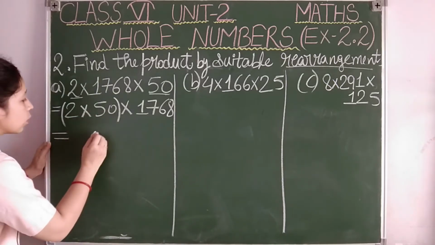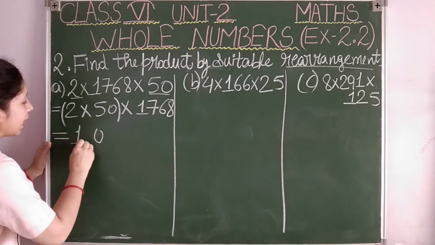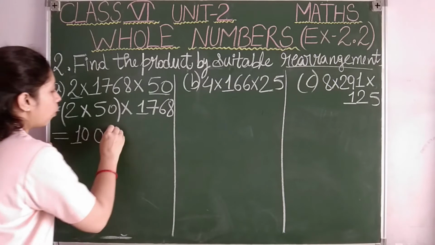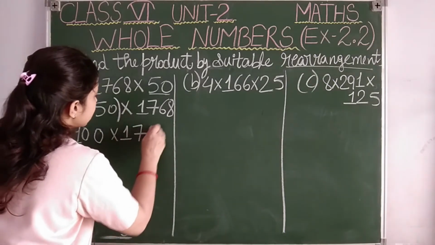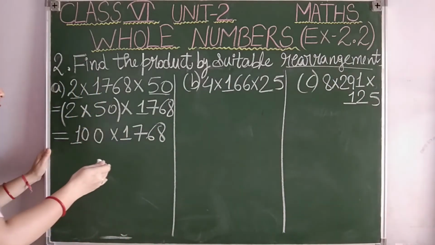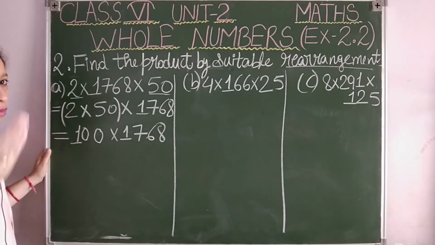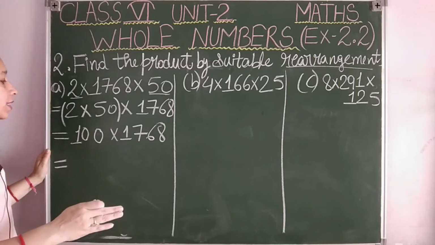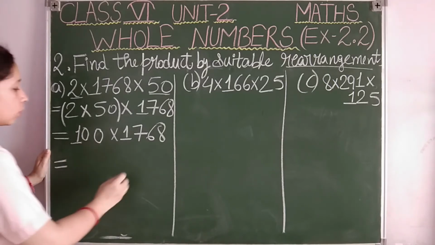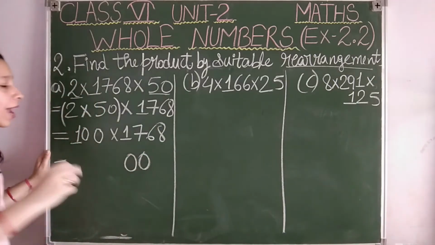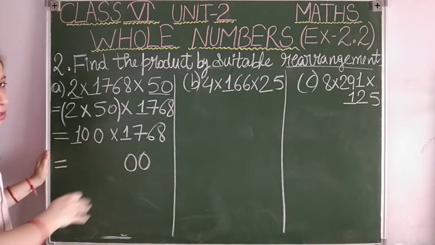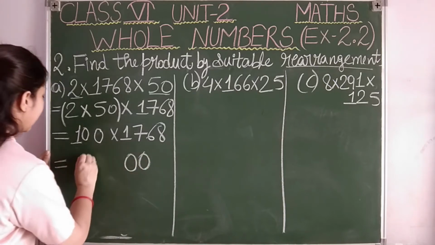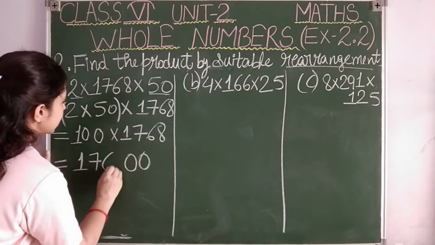So 2 zeros are 0, 2 fives are 10, and also you know like this, 2 into 50 will give you 100. Okay, into 1768. Again if we multiply a number with 10, 100 or 1000, what we have to do? Ignore zeros, write the zeros at the end of the answer. How many zeros are there? 2 zeros. So my answer will also have 2 zeros in the end. Now what is left here? 1. So 1 into 1768, again you are going to get 1768.